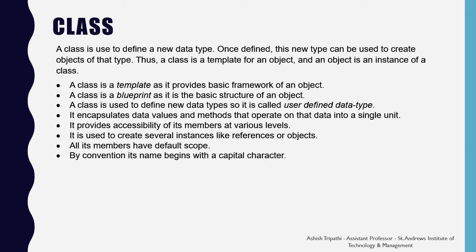A class is used to define a new data type. Once defined, this new type can be used to create objects of that type. Thus, a class is a template for an object, and an object is an instance of a class. A class is a blueprint as it is the basic structure of an object. A class is used to define a new data type, so it is also called a user defined data type.